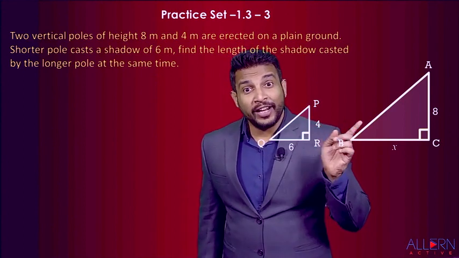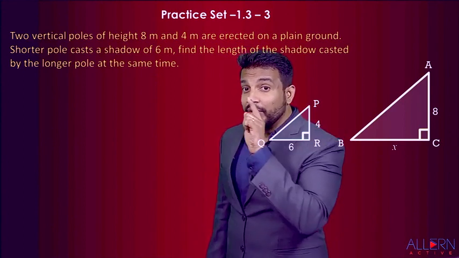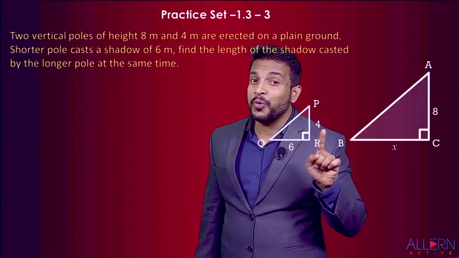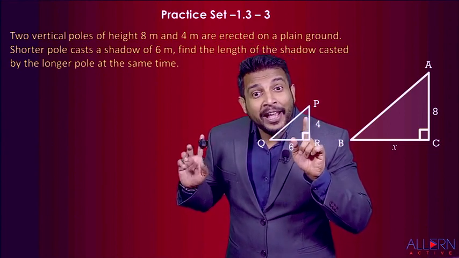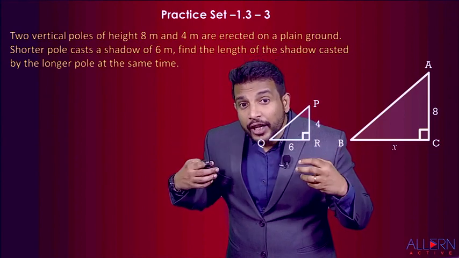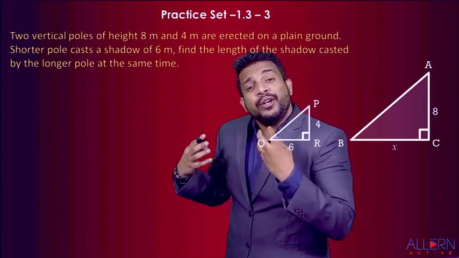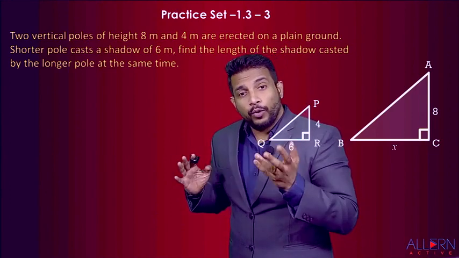We know that these two triangles are going to be similar because it says at the same time. That is why you have this angle Q and this angle B equal. Hence you get the triangles to be similar. But do we need to prove it? No, we can just directly write. But one thing is we just need to describe what are the poles, what are the shadows.